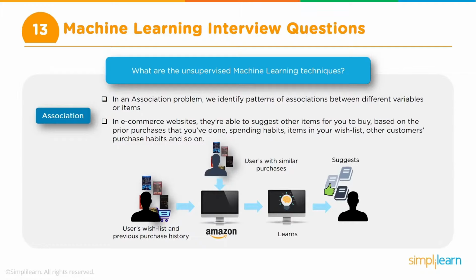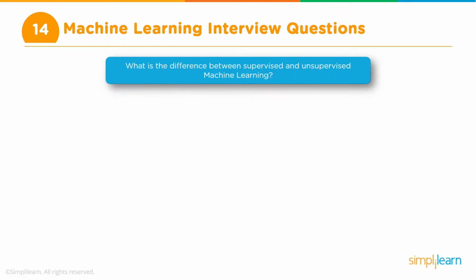So that is an association that can be created. So this is unsupervised learning, one of the techniques. Okay. All right, then we have a very fundamental question. What is the difference between supervised and unsupervised machine learning?